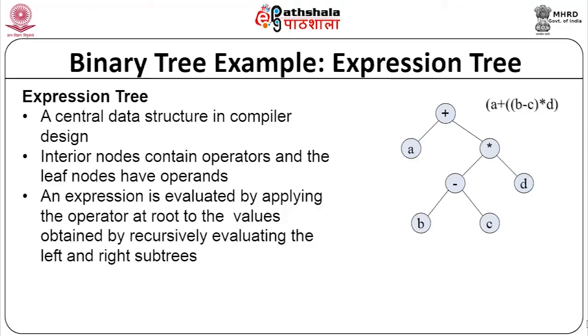Now, let us look at this. You have B and C. Remember, if I want to evaluate the star, its children should have been evaluated. If I want to evaluate plus, its children should have been evaluated. So, obviously, in this expression tree B minus C will first be evaluated, and you will get a value. That value and D are multiplied, and the value you get as a result of that is added to A. So, this is the way the evaluation happens.